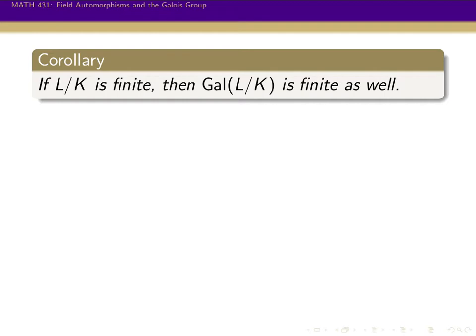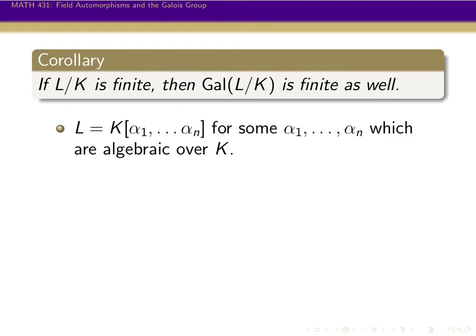So a corollary from this idea is that if you have a finite extension, if L over K is finite, then the Galois group has to be finite as well, right? So finite extensions give finite Galois groups. Okay, and so the thinking here is if L is finite, then we can write L, same as what we saw before, as K adjoin some finite number of elements. Okay, and so if L over K is finite, there is some alpha 1 through alpha n such that L is equal to K adjoin alpha 1 through alpha n.